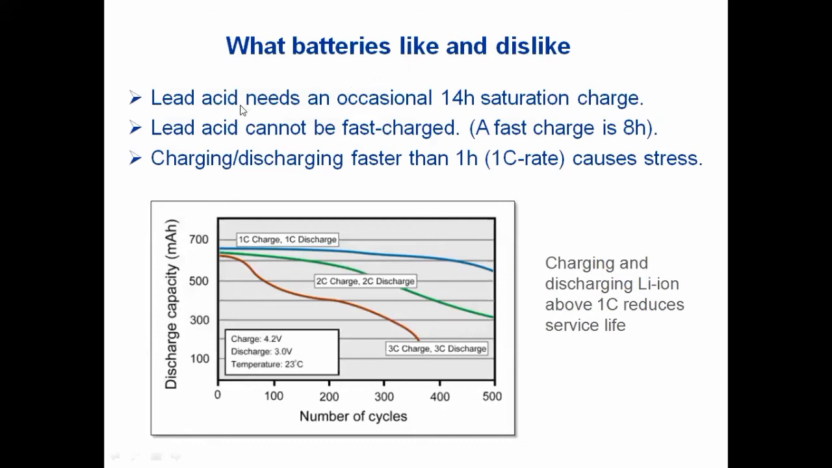Based on this, lead acid needs an occasional 14-hour saturation charge. So 14-hour charging is needed for lead acid batteries. Lead acid cannot be fast charged. The fast charging is 8 hours, so we cannot fast charge lead acid batteries. Charging and discharging faster than 1 hour, that is 1C rate, causes stress in lead acid batteries.